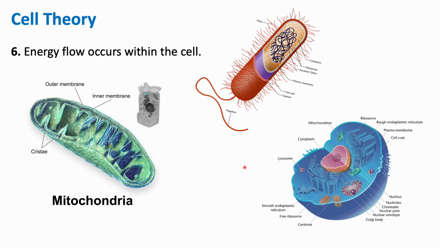And then our last postulate is that energy flow occurs within the cell. Now, when we think about energy flow, we often think of the mitochondria as the powerhouse of the cell for eukaryotes, and that is true. That's where we see the most ATP production in a eukaryotic cell. But what about prokaryotes that do not have a mitochondria? Does that mean that energy flow still occurs in the cell? Yes, the energy flow will still occur within the cell because in this case, the energy production can occur across the cell membrane of a prokaryote or any single-celled organism that does not have a mitochondria. And those are the 6 postulates of our modern cell theory.